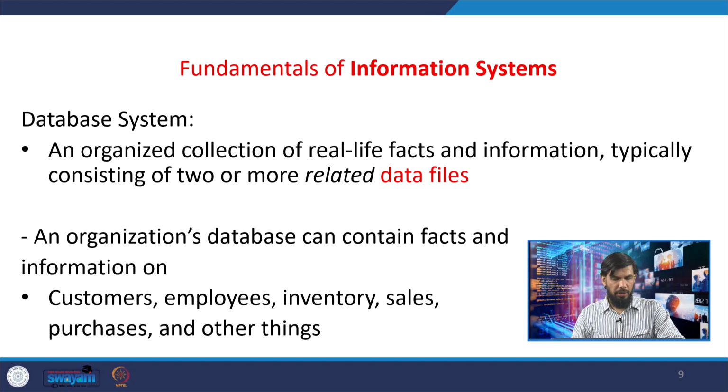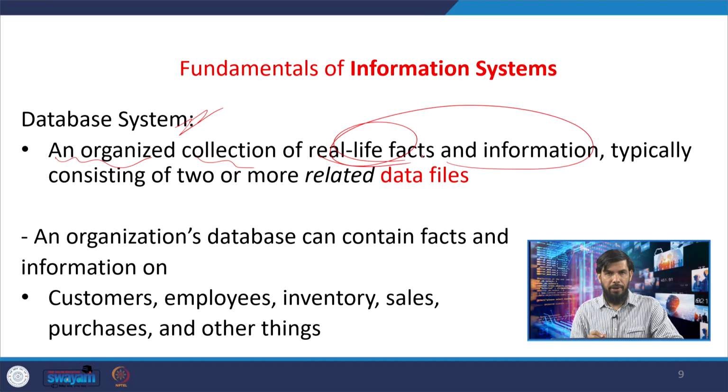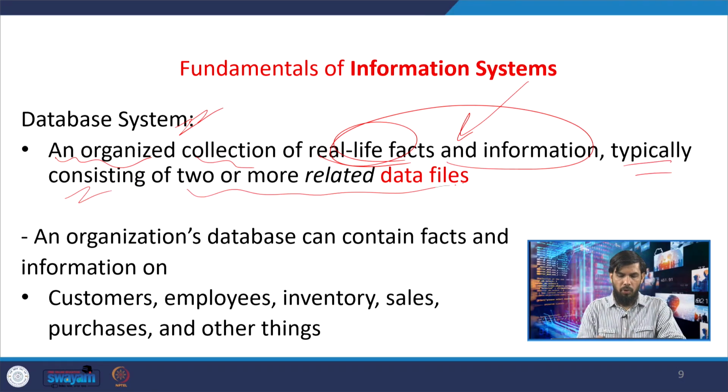Next concept is the database system, right. So, what is a database system? We talked about data and information earlier. Now, we talked about storage also, right. So, all the data and information that we have talked about is to be stored somewhere. So, storage is needed, and then it is the database system which actually uses those storage devices. So, what is a database system? An organized collection of real life facts and information. So, all the data and information we talked about is actually stored in a database system, typically consisting of 2 or more related data files.